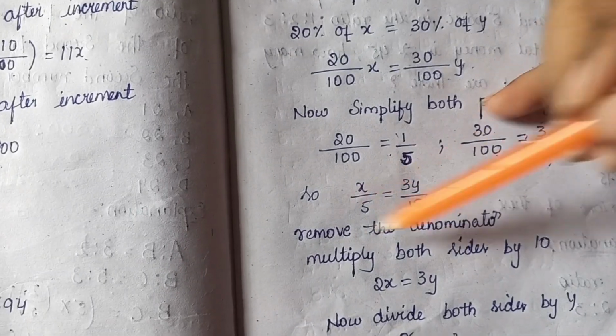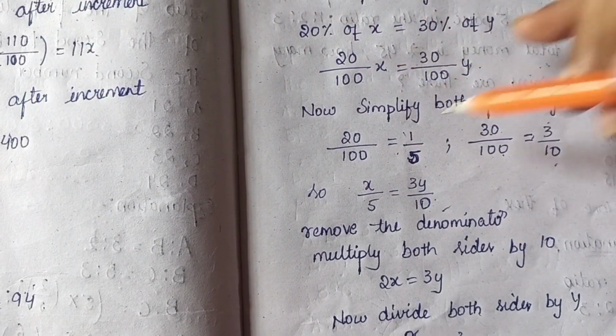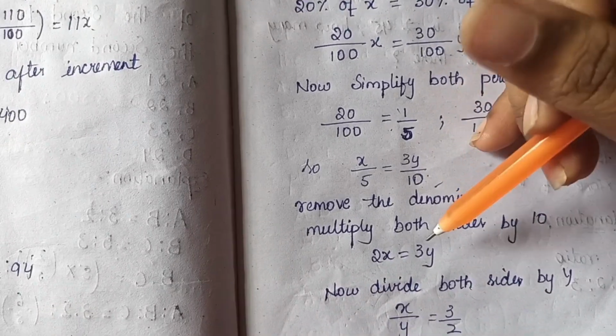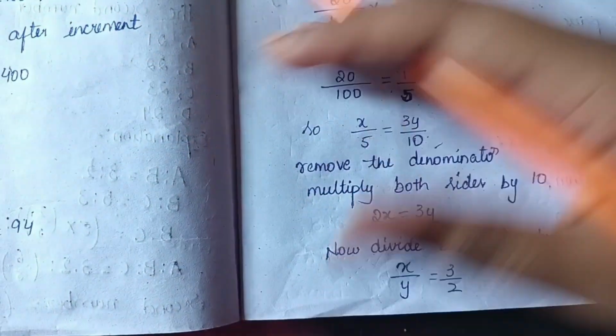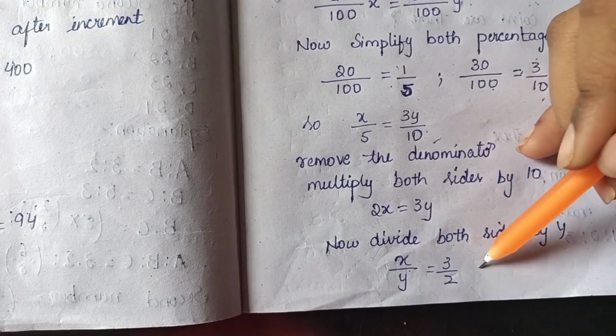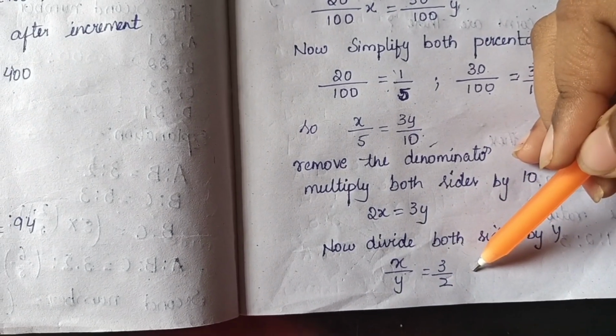Then remove the denominators and multiply both sides by 10. Okay, 2x equal to 3y. So now divide both sides by y. Okay, x by y equal to 3 by 2. Then therefore x is to y equal to 3 is to 2.